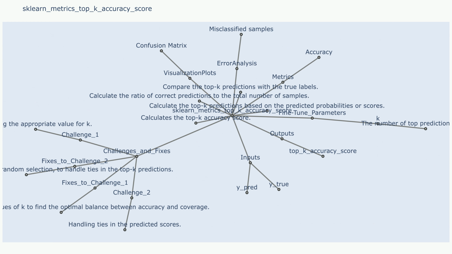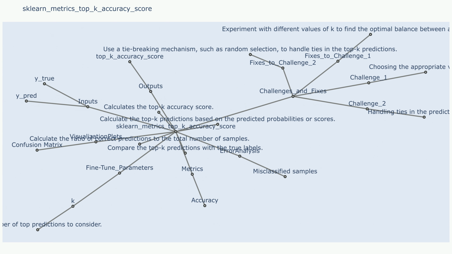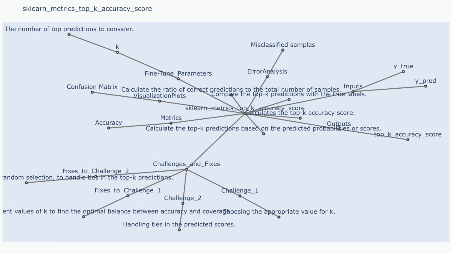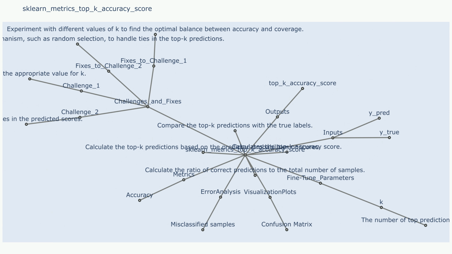Steps. The top-k accuracy score function first identifies the top K most likely classes predicted for each sample. It then compares the true labels y_true with the predicted top K classes for each sample. The accuracy is calculated as the proportion of samples where the true label is among the top K predicted classes. Metrics. Accuracy. The main metric calculated is the top-k accuracy, representing the proportion of samples where the true label is within the top K predicted classes.